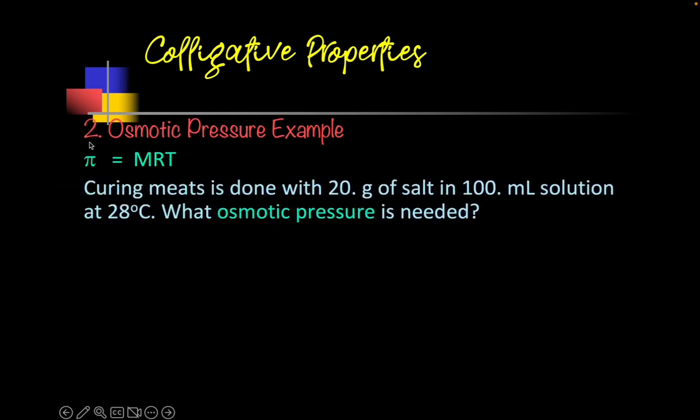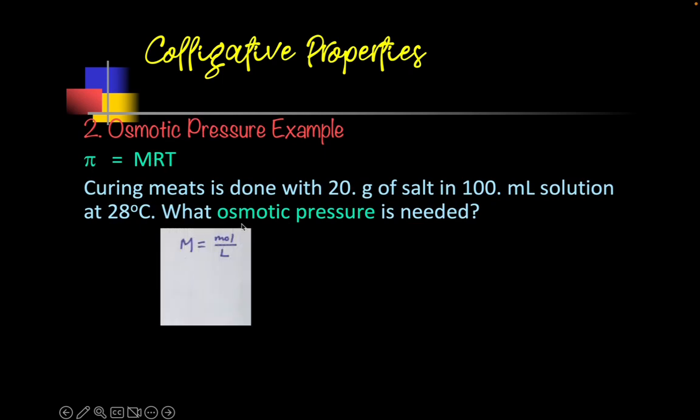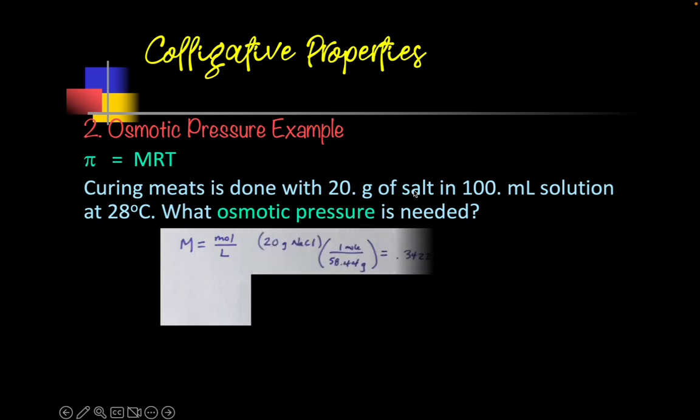So osmotic pressure is what we're looking for. That is pi. So what I need is capital M. And capital M by definition is moles of solute per liters of solution. Well, I don't give you moles of solute, but I tell you there's 20 grams of salt, which is table salt, sodium chloride. So I have 20 grams of sodium chloride.